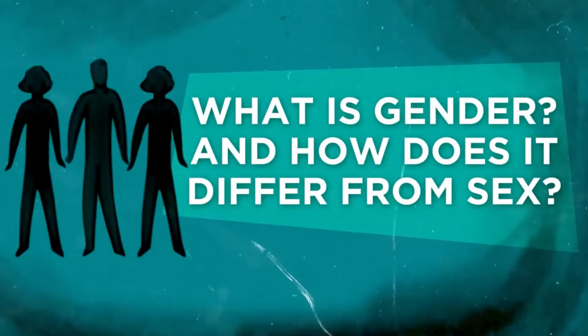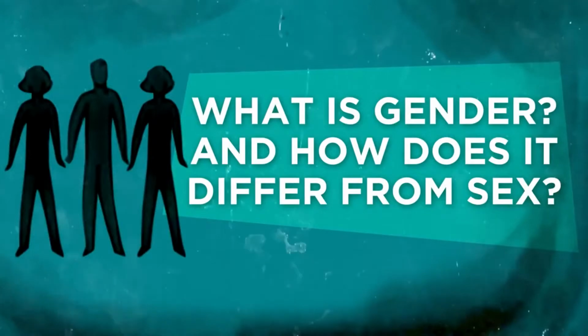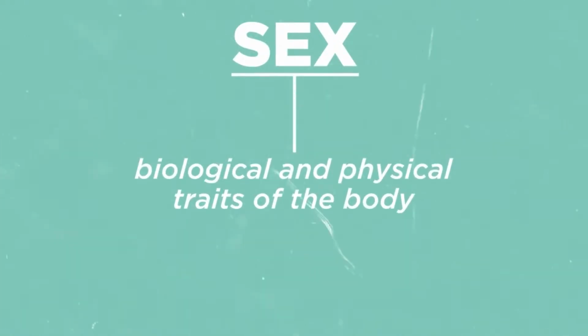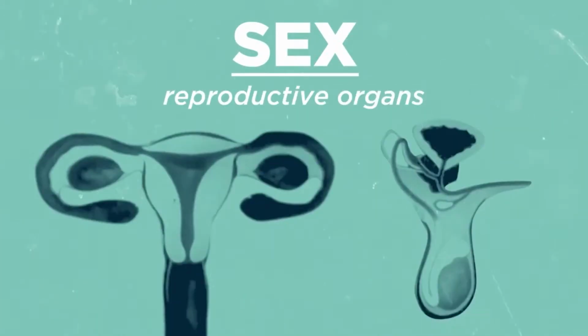Okay, so we have a lot to cover and very little time, but the natural place to start here seems to be, what is gender, and how does it differ from sex? So to start things off in something of an order from concrete to abstract, human sex is usually linked to biological and physical traits of the body. These can include reproductive organs.